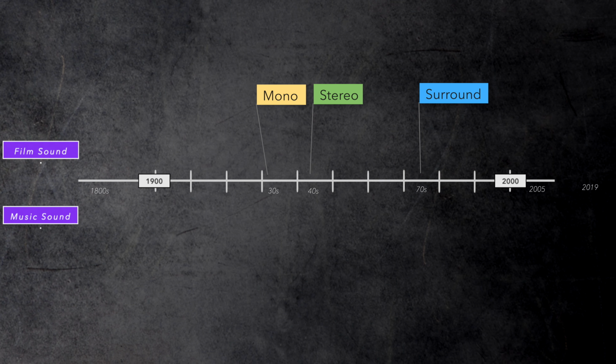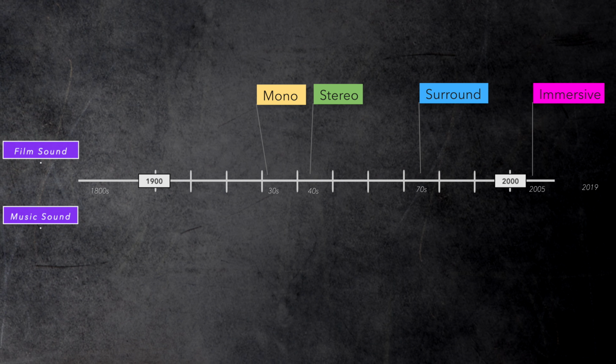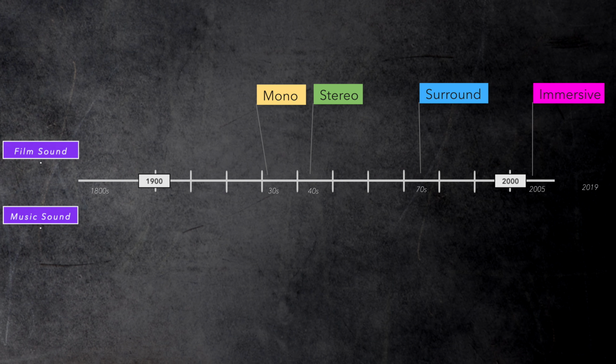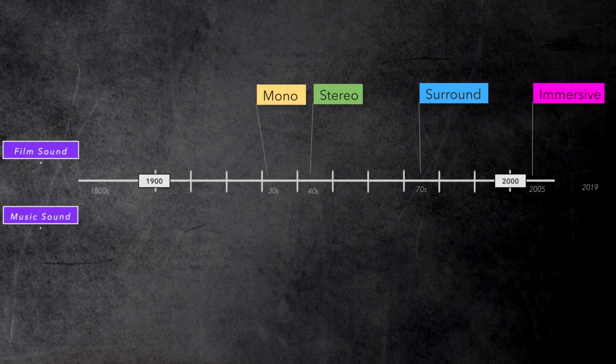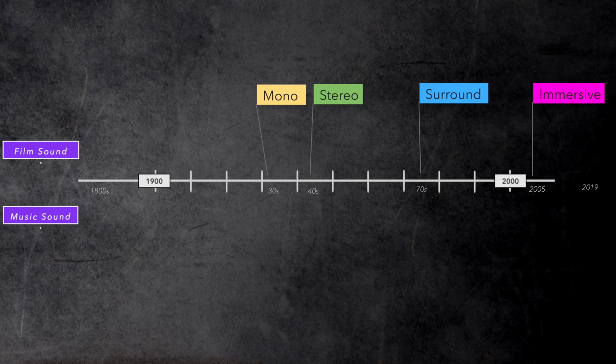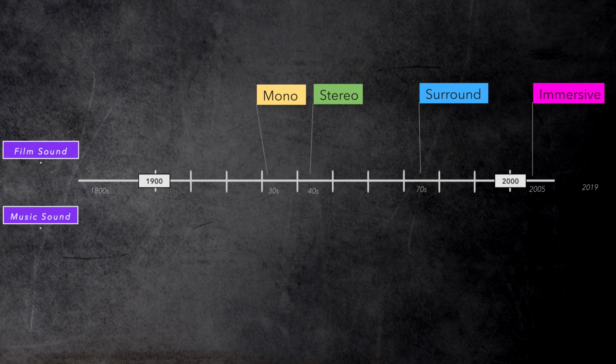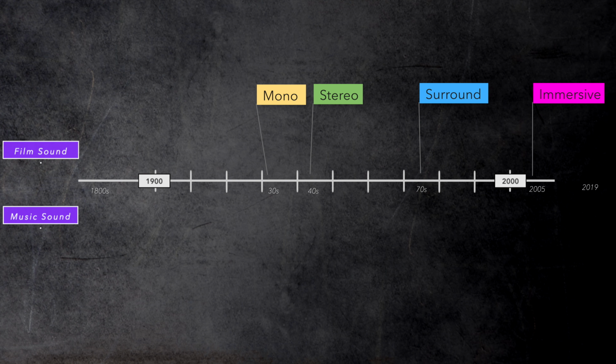The step into immersive sound started in 2005 with the introduction of Auro 3D and then later the dominant format of Dolby Atmos in 2012. So the important fact to keep in mind is that Dolby Atmos was originally developed and introduced for film sound. It was a film sound format.